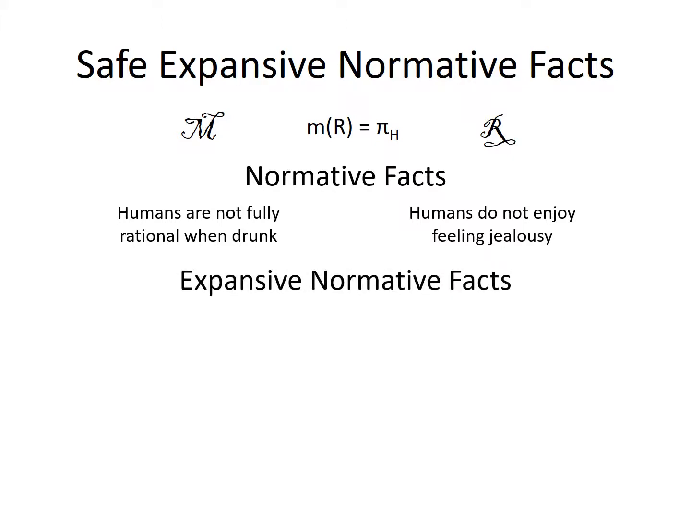Then we could have what I call expansive normative facts. These are normative facts that imply a lot of other facts. For instance, you could say that the Wikipedia bias articles are accurate. There's a page there that links to all the bias articles, and you say that the ones here are accurate, expressed in human language.